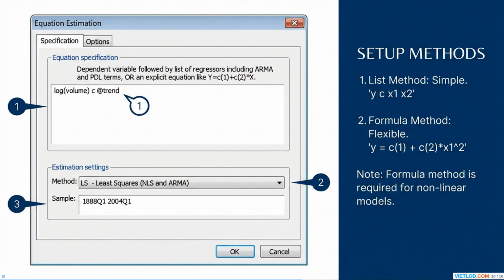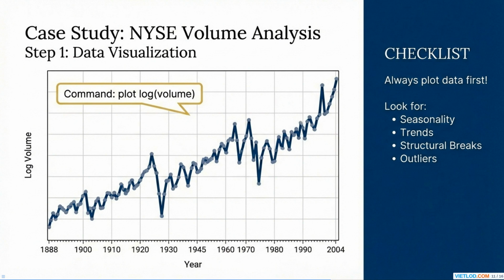The sample period is also specified, from 1888 to 2004. This list method is simple and efficient for linear models. For more complex or nonlinear equations, EViews provides a formula method, which allows explicit equation definition, such as y equals c1 plus c2 times x squared.